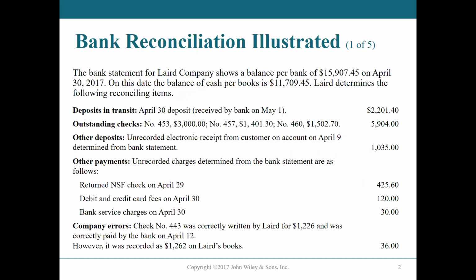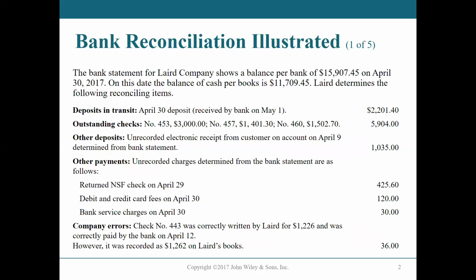All right, so here we have a bank statement for the Layered company, and it shows we have a balance in our bank account of $15,907.45, and the balance on our books is $11,709.45. And then it says we have the following reconciling items. We have deposits in transit of $22,001.40, outstanding checks of $59,004, other deposits, etc. So we have all of these different adjustments that we're going to have to make. So the trick is knowing where we place those adjustments.